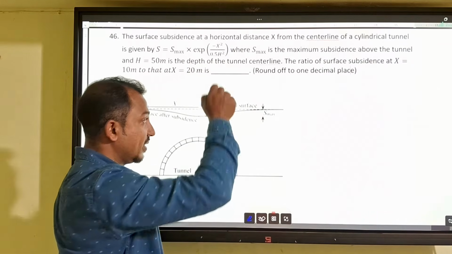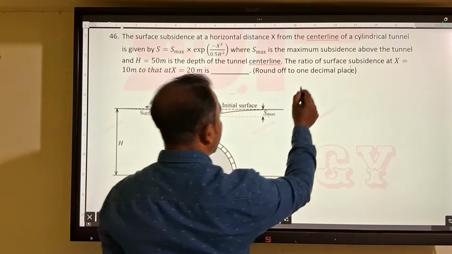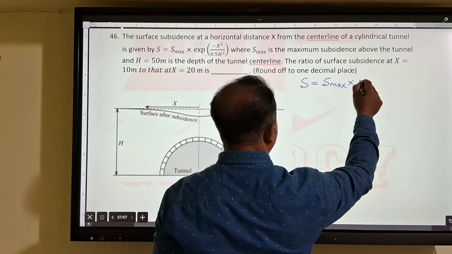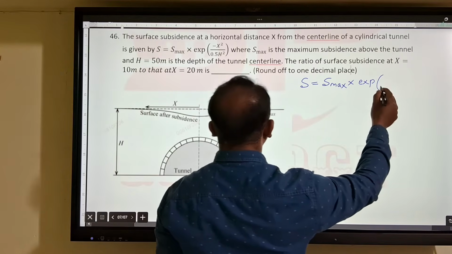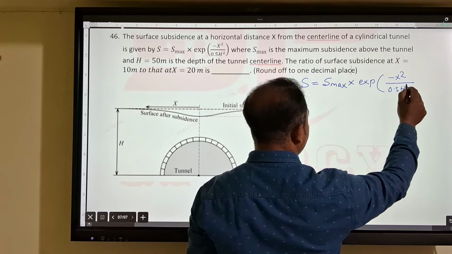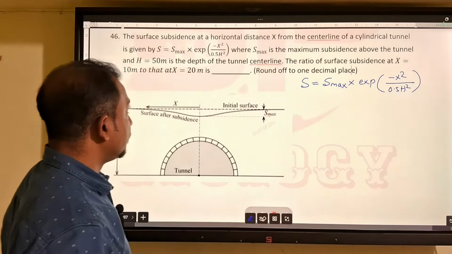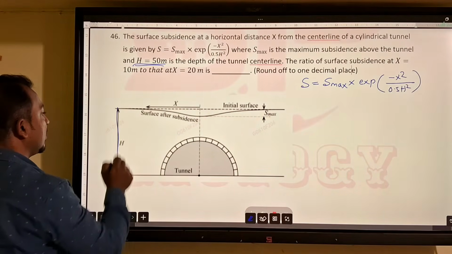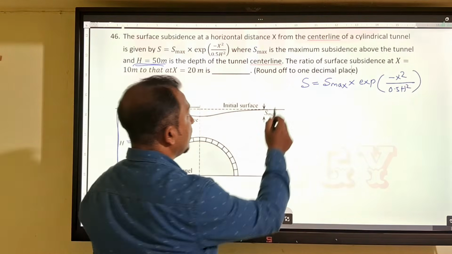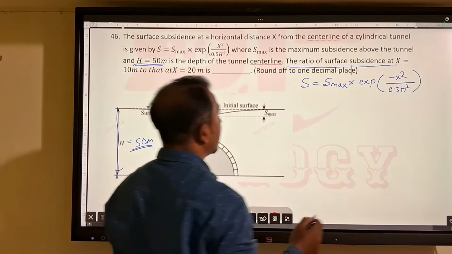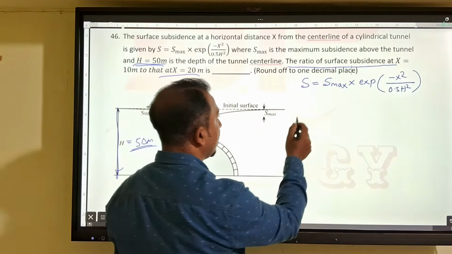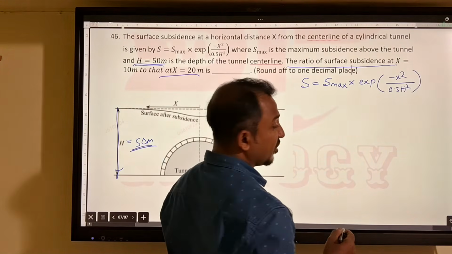That means it is e to the power. So I have given s equal to s max into exponential of minus x square divided by 0.5 h square. This is given. The h is given as 50 meter. So we have to calculate the ratio of surface subsidence at x equal to 10 meter and x equal to 20 meter.